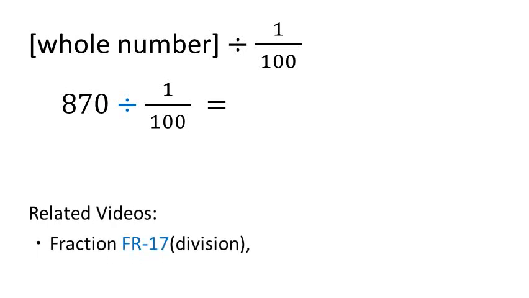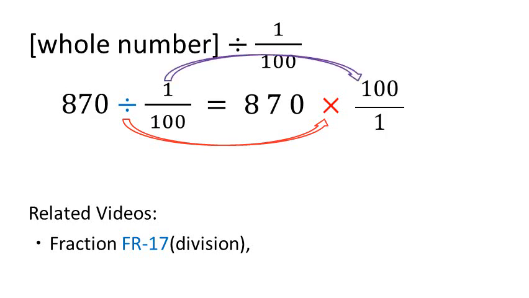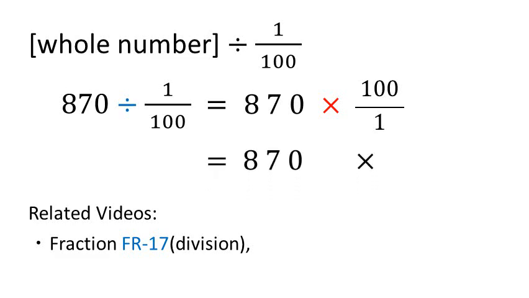So 870 divided by 1 over 100 will be 870, and division changed to a multiplication. Then, the following fraction becomes a reciprocal, which means switching the numerator and the denominator. So it will be 100 divided by 1. Now 870 stays the same.